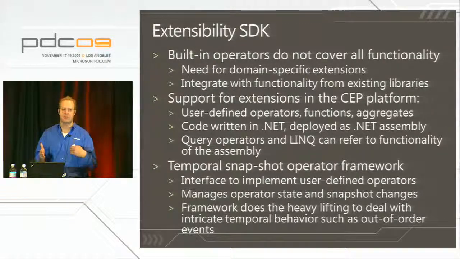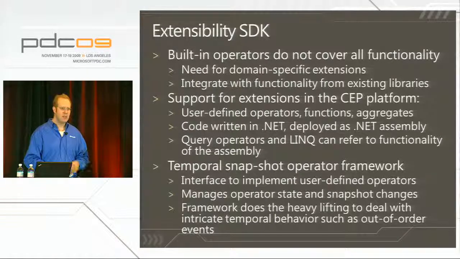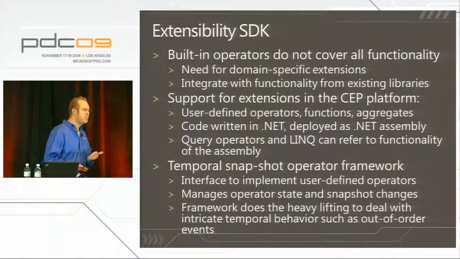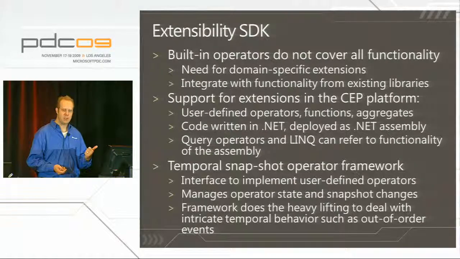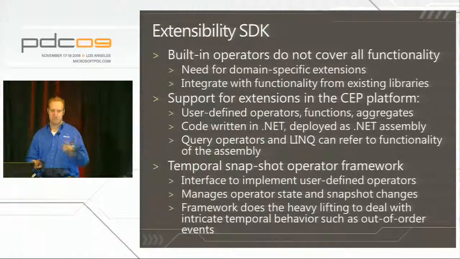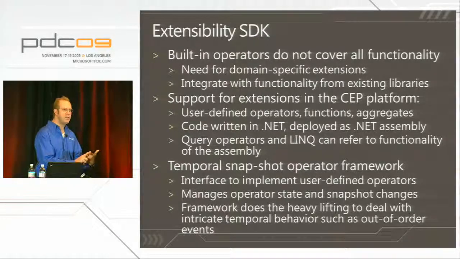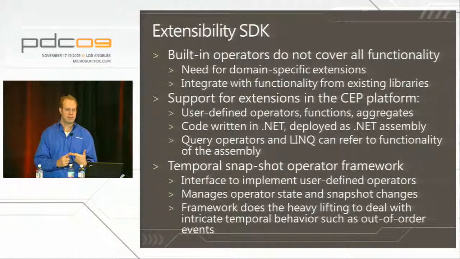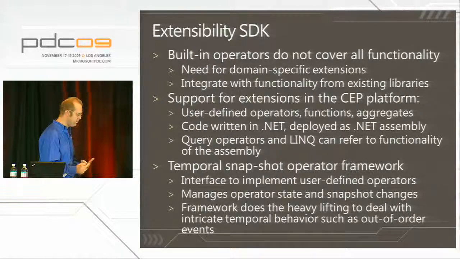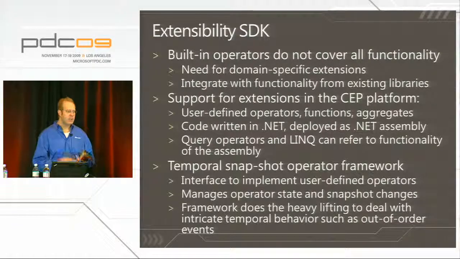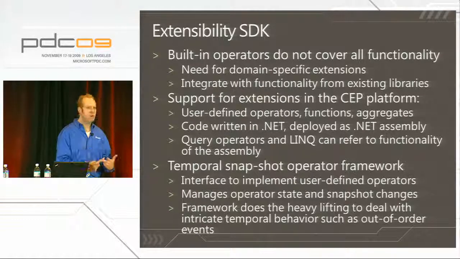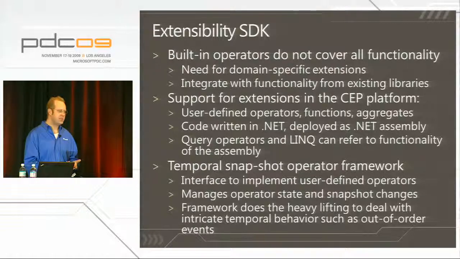The way that we've structured the extensibility SDK is into three parts: user-defined functions, user-defined aggregates, and user-defined operators. User-defined functions are the simplest one. If you write a user-defined function, it receives a single event as its input and does some processing, some calculation over it, and returns a scalar value. The second one is a user-defined aggregate. A user-defined aggregate takes a set of events as its input, does some processing over it, and returns a scalar value that it derived from that set of events. The third concept is a user-defined operator. It's the most general concept that we have put in place. It takes a set of events as its input and does some processing over it and generates an arbitrary set of events on its output side.